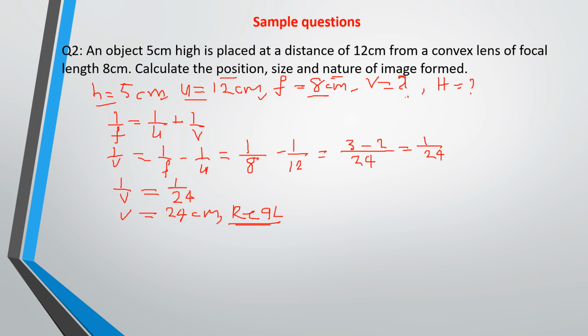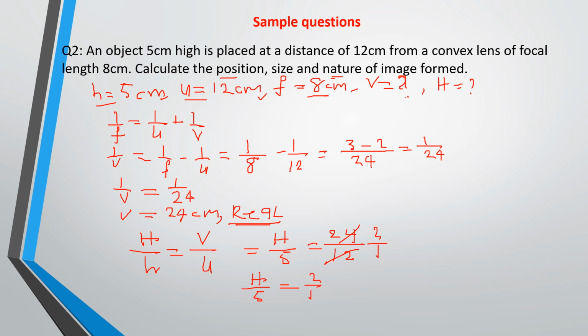So we say that image height over object height is equal to image distance over object distance. If you substitute into this, you're going to have the image height, which is what you don't know, over the object height, which is 5, is equal to the image distance, which is 24, over object distance, which is 12 centimeters. So if these two cancel out, you have 2 over 1. So you can write this equation as capital H, which is image height, over 5 is equal to 2 over 1. Which means that H, the image height, is equal to 5 multiplied by 2. So that gives us 10 centimeters.